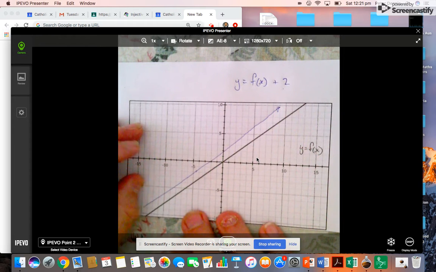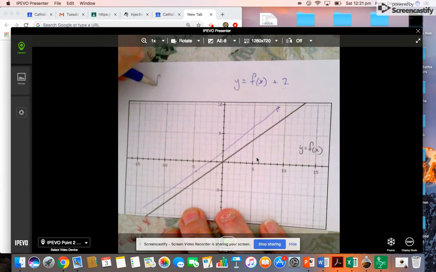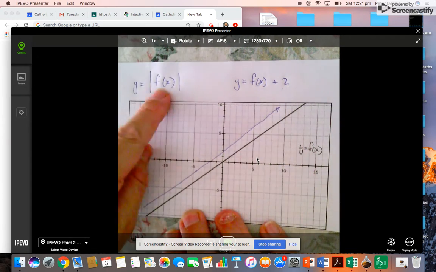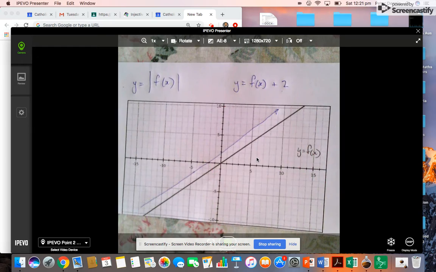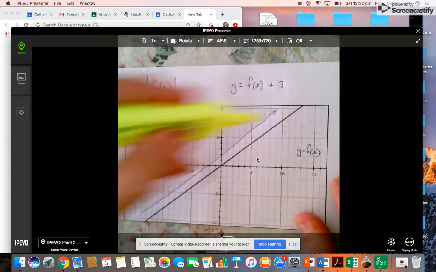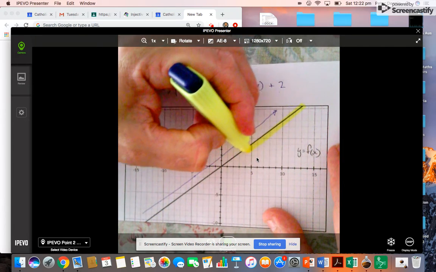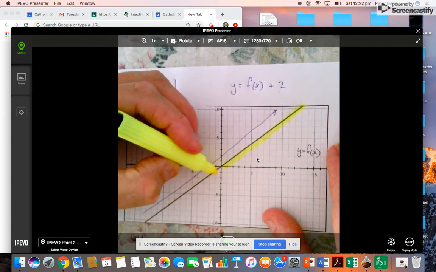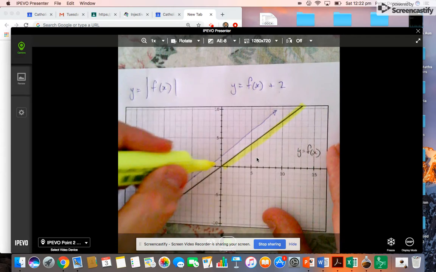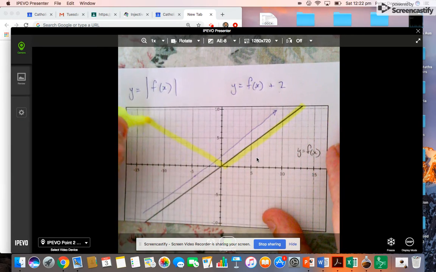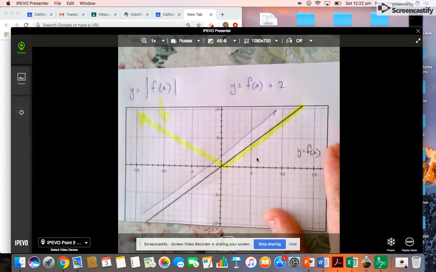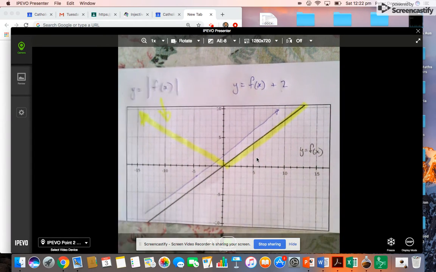If we wanted to do something like y equals the absolute value of f of x, okay, the absolute value is always going to be positive, so the absolute value of f of x would look like this. This side's okay because it's positive already, but the absolute value of this is going to be a positive number, so that's what y equals the absolute value of f of x would look like in the yellow line.